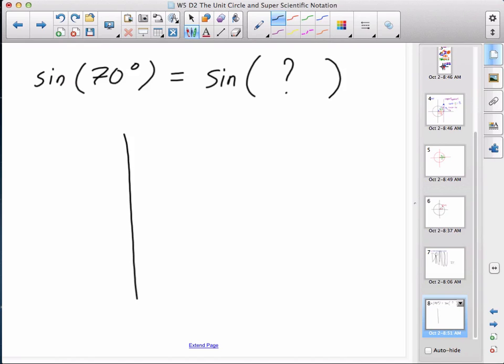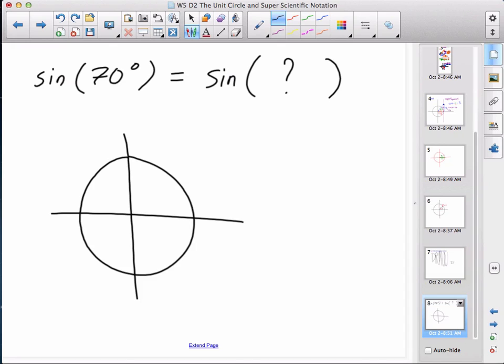So let's all take a second and sketch our unit circle here, and then go ahead and sketch 70 degrees on that unit circle. And think to yourselves for 15, 20 seconds, the sine of 70 degrees should theoretically be equal to the sine of what angle?